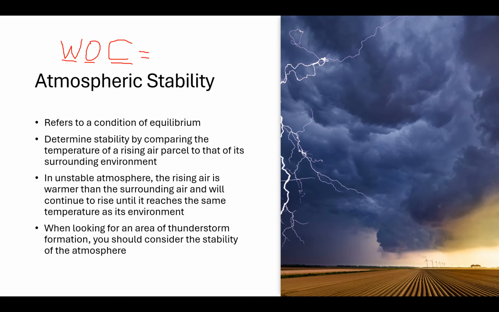Warm temperatures over cold is stable, like I've already mentioned, so we'll just put stable here, right? That's a stable atmosphere when you have warm air over cold air, all right? Cold air is heavier, it wants to be lower. Warmer air is lighter, it wants to be above the cold air, and this is a perfect example of stability.